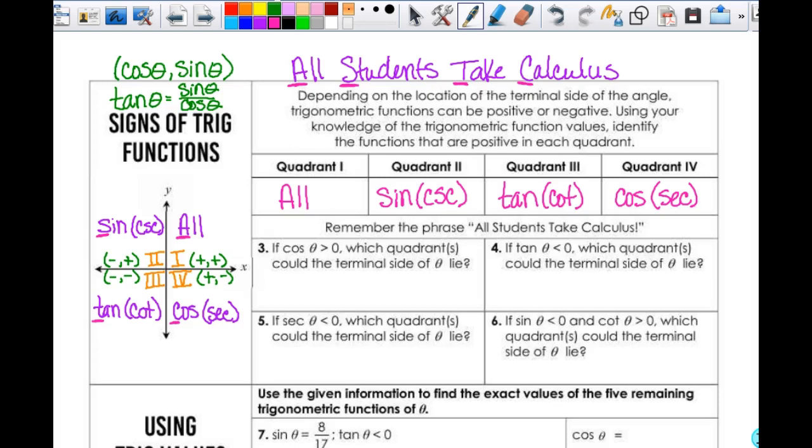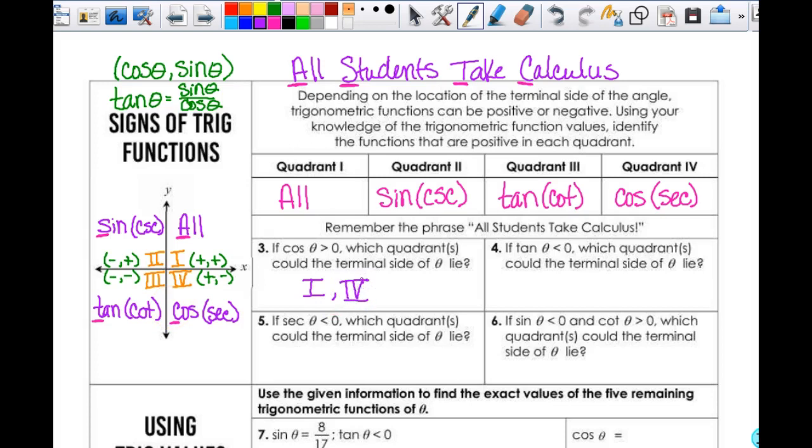It says if cosine theta is greater than 0, so that means cosine is positive, and it says in which quadrants, could be more than one, could the terminal side of theta lie in? Well, basically it's asking you when is cosine positive. Well, they're all positive in quadrant 1. And then cosine is negative here. Cosine is also positive in quadrant 4.